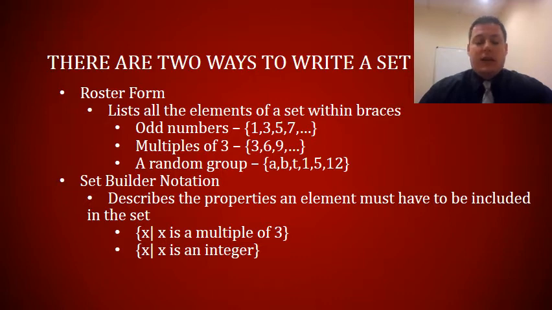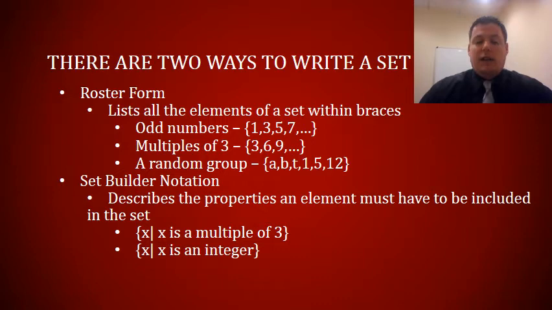The other way to write a set is called set builder notation. You may see this a lot with what we've just been working with, inequalities. Sometimes it will require you to write an answer in set builder notation, and we'll get into that later in the chapter. But for right now, all you need to know is that set builder notation describes the property an element must have to be included in the set. So for my random group, there might not be a property involved to be a part of that set. In that case, we would not be able to write it in set builder notation.